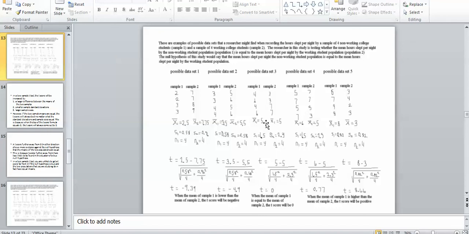So in the middle, we have no evidence at all for a difference between population means. In this direction, the further we go in this direction, the more evidence we have that the mean of population 1 is lower. The further we go in this direction, the more evidence we have that the mean of population 1 is higher.